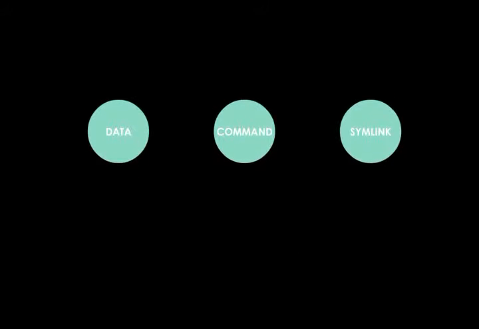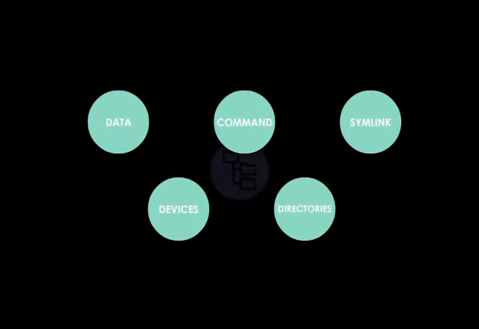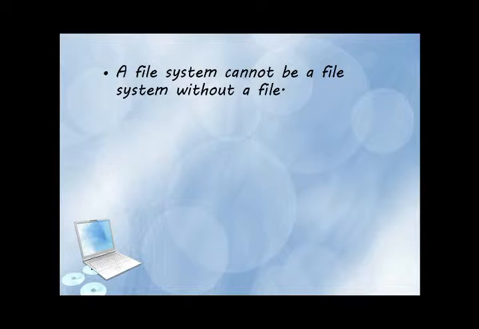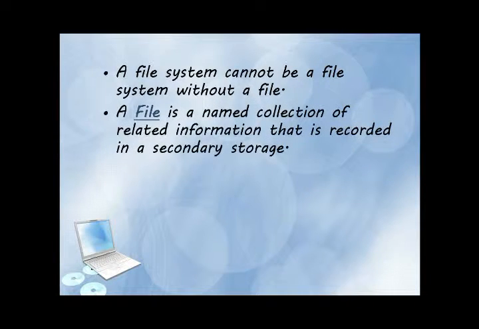Nearly everything that has an identity on your system, data, commands, symbolic links, devices, and directories, are represented as items on the file system. A file system cannot be a file system without a file. A file is a named collection of related information that is recorded in a secondary storage.